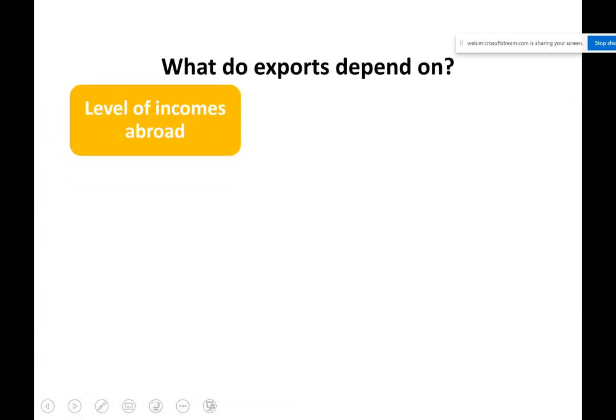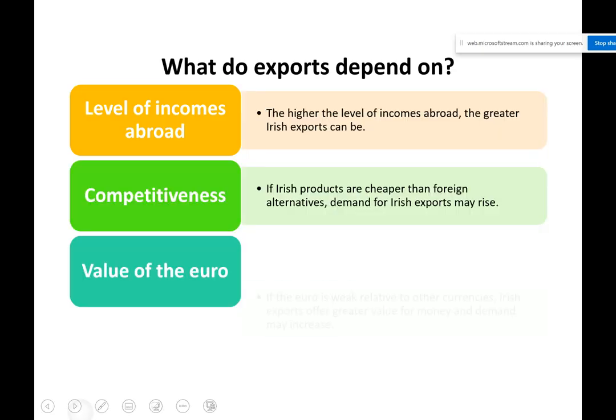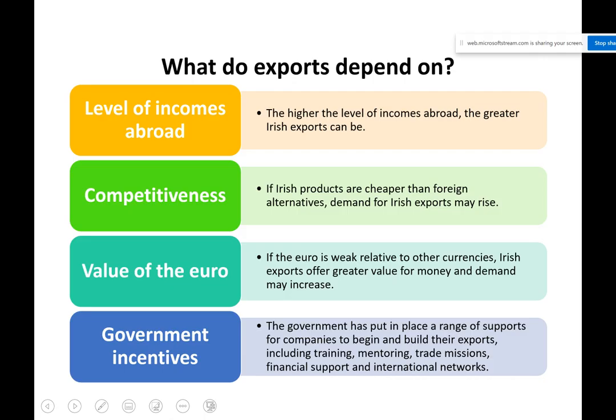What do exports depend on? So why do we export? Again, this is all theory. You can all read this in your own time. Essentially, we're looking at the level of incomes abroad. So the French buy off us because they have money, so they have no problem buying the Kerry gold off us. Competitiveness: if Irish goods are better, people buy it off us. Value of the euro: obviously if it's the UK or America, they can buy it just because it's cheaper relative to their currency. We'll do all that later on.